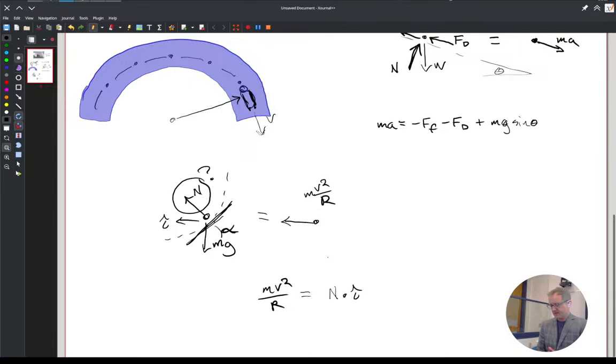But then how is gravity? How is this working? What am I doing wrong here? Because there's got to be something, right? Because it can't just be mv squared over r equals n dotted with i. I guess we have to solve for the components of n. Is that what I'm missing?